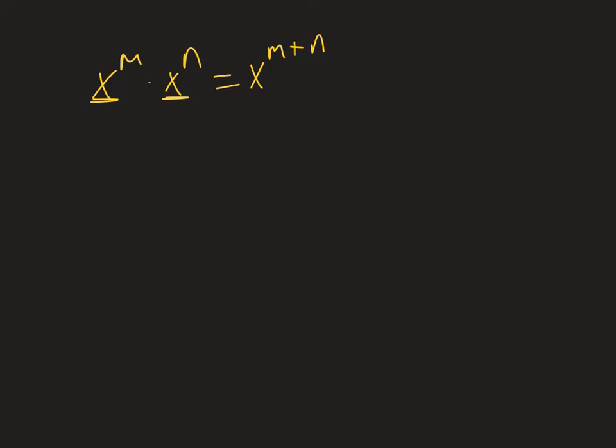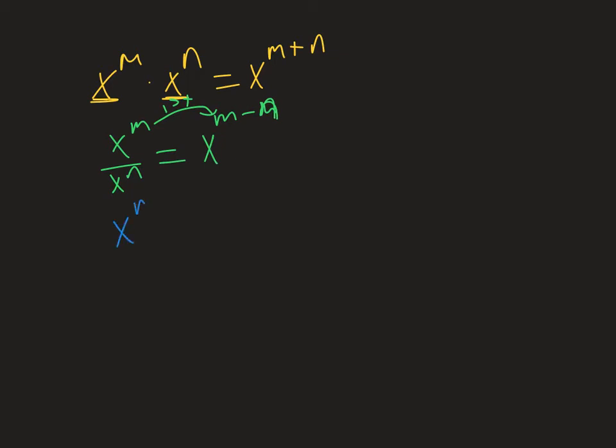And following naturally from that would be if we have division with the same bases, well, we would then subtract the exponents. We just have to be very careful with the order. Top one always goes first, and we subtract the bottom from it. So m minus n.